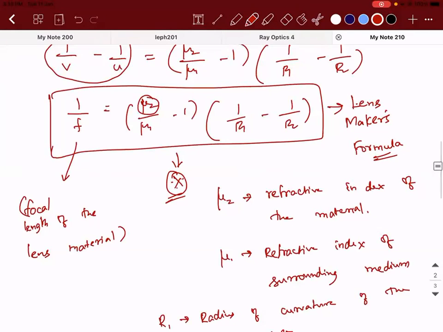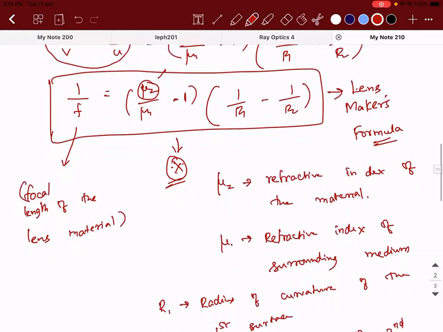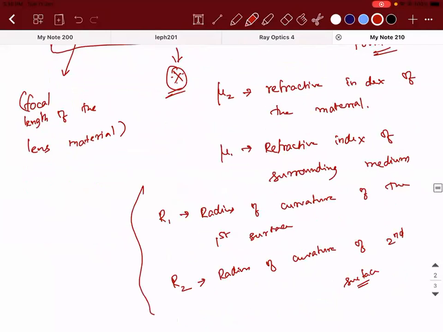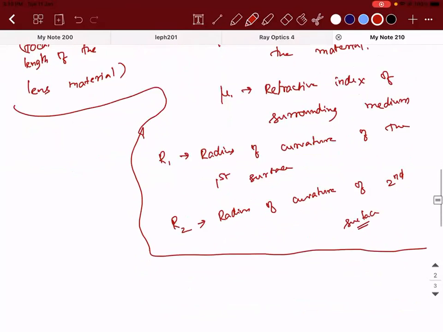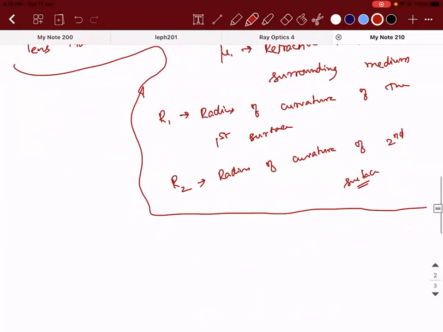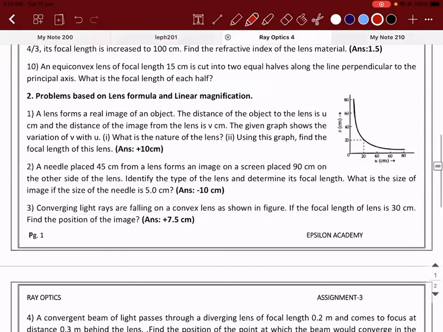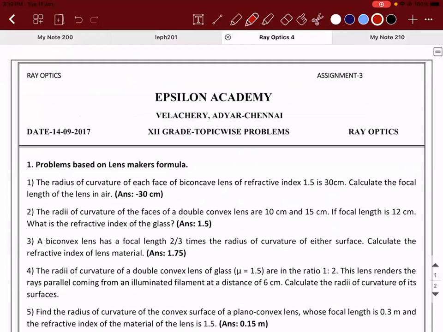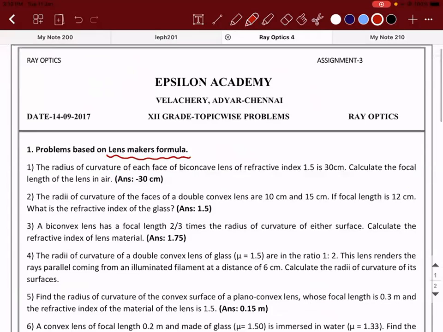So 1 by f is equal to (mu2 divided by mu1 minus 1) into (1 divided by R1 minus 1 divided by R2). With this known to us, we will try out some problems which are based on the lens maker's formula. So read the question.